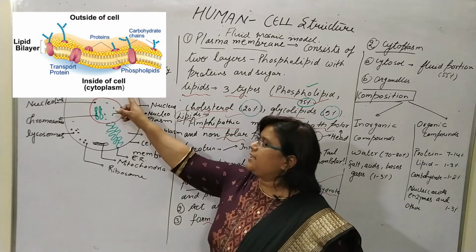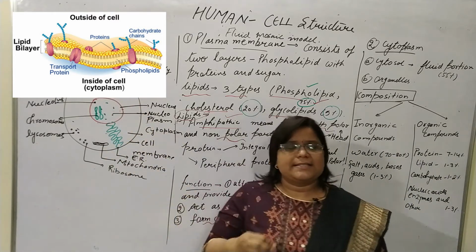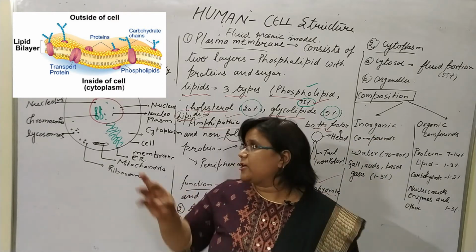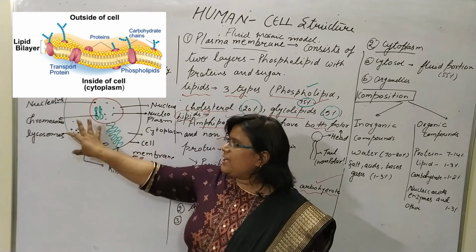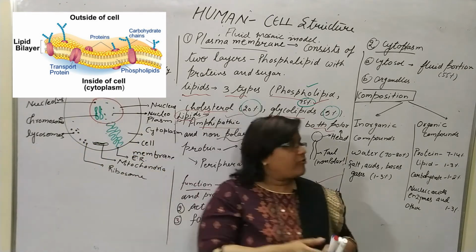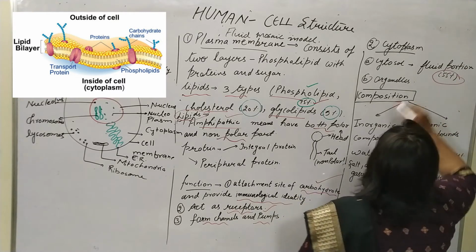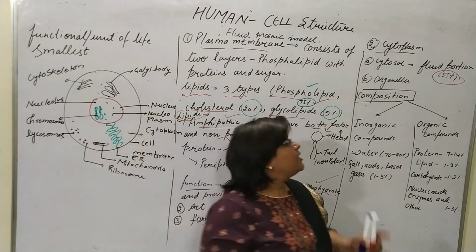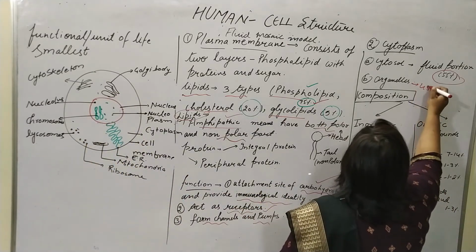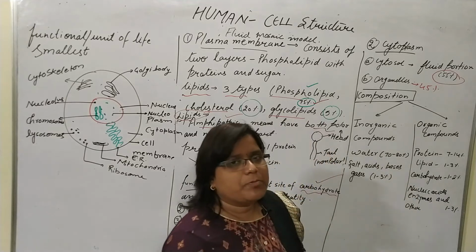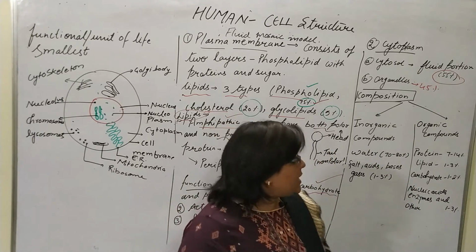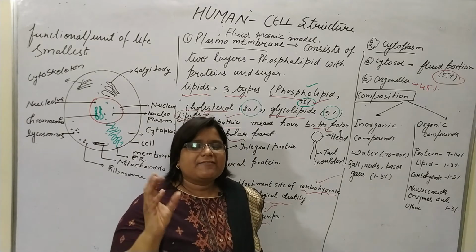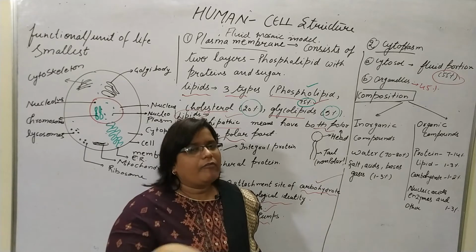Second, the liquid part in the cell is the cytoplasm, and the liquid part has two portions. First, the cytosol, the liquid portion, which forms 55% of the overall cytoplasm, and the cell organelles embedded in the cytoplasm form the other 45%. What is the composition of the cytoplasm? It is mainly formed with the help of water. That is why we say water is a very important content of our cell.